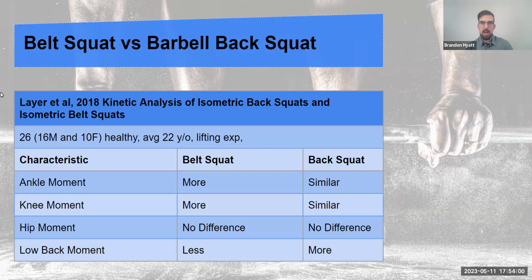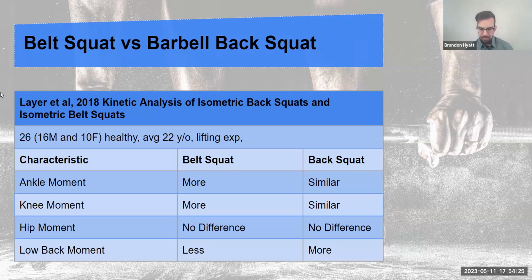So practical application here from this study is that belt squats compared to back squats can provide a similar or even greater loading to the quads while reducing external spinal loading. So belt squats could be really good for individuals with upper body or spinal injuries.